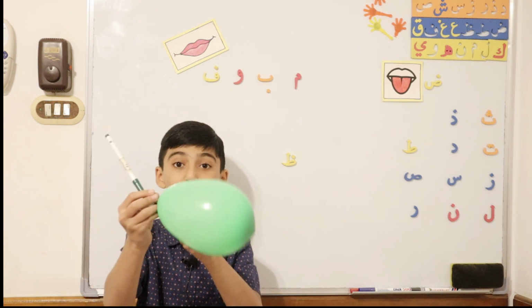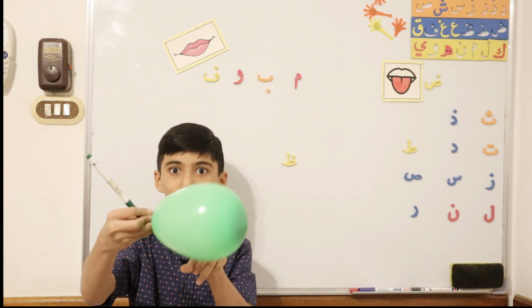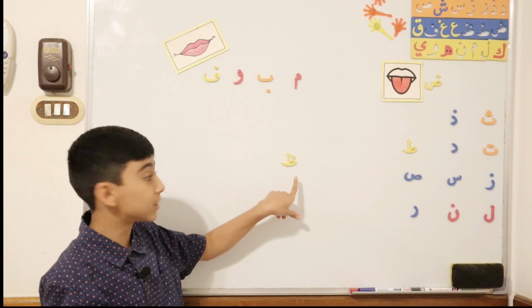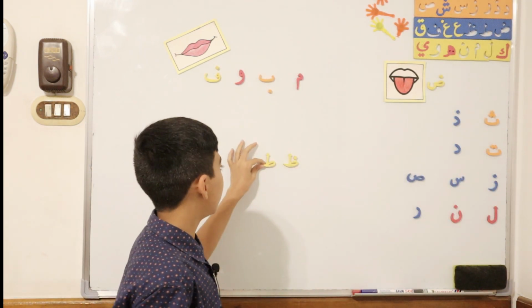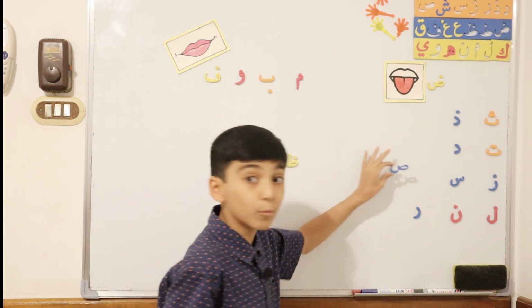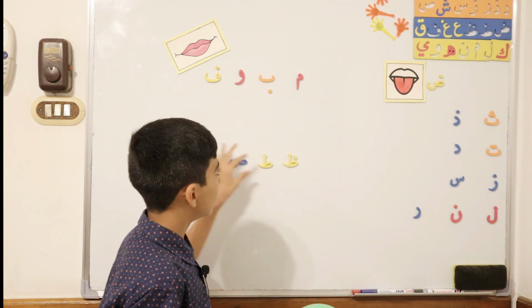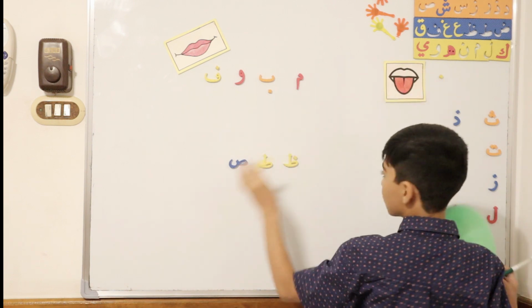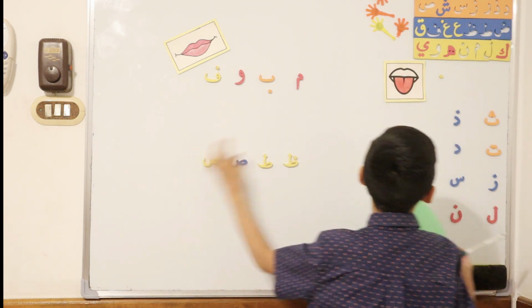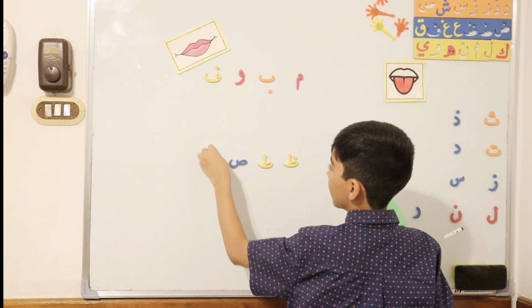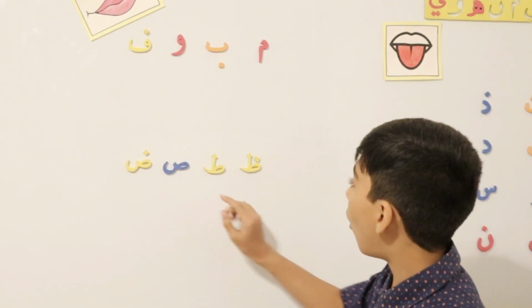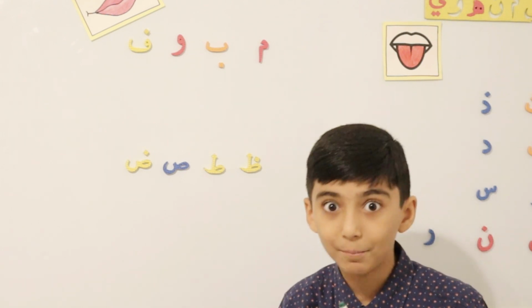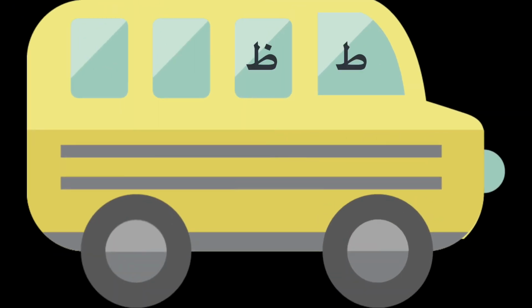They have the round belly or the balloon, right? So dha has the round balloon. And the other letter is ta. And the other one is sad. And the last one is dad. Right? So, do you see all of their fat round tummies? So, that is why they are called the fatty 4s.